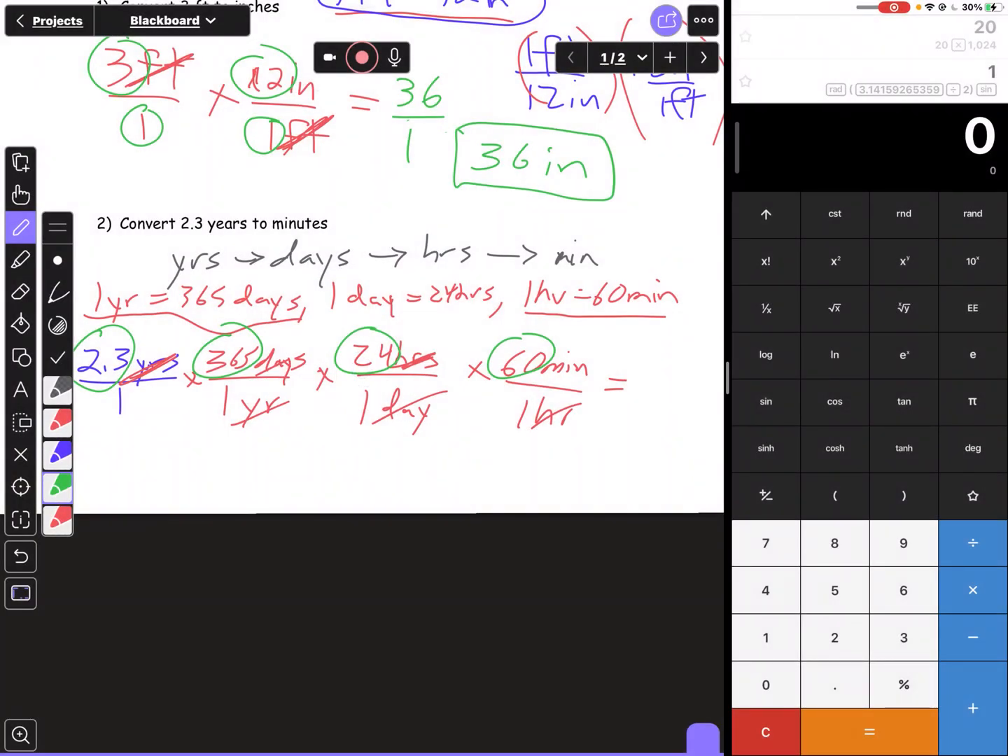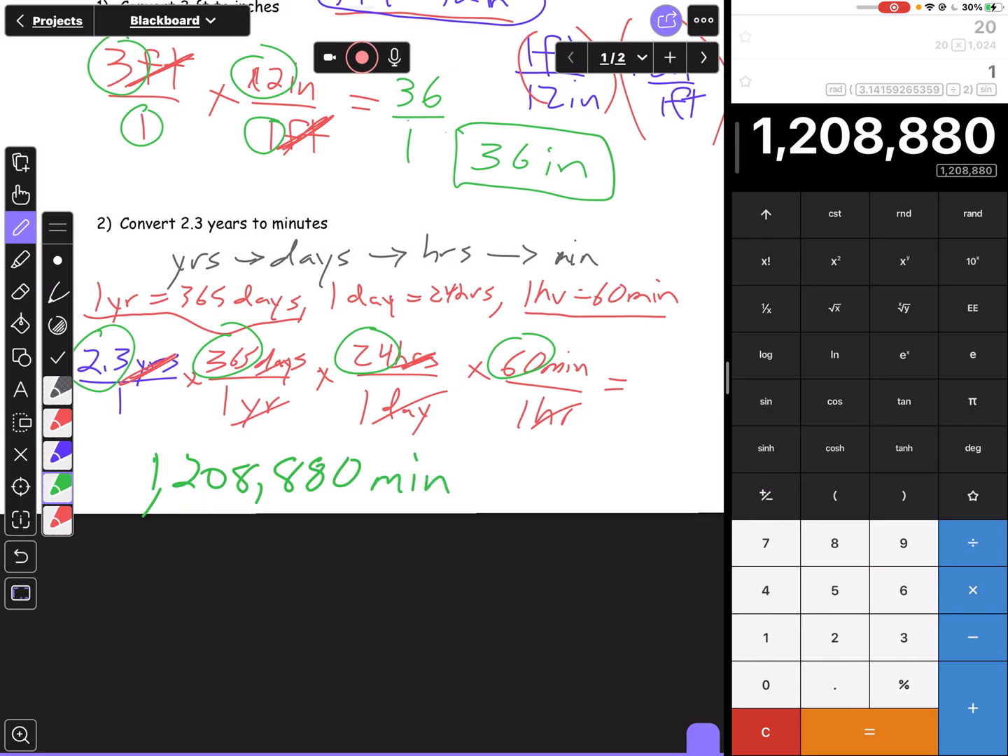All right, so now I'm going to multiply everything on top. I got 2.3 times 365 times 24 and then times 60. And if I get a real big number, and it is 1,208,880, and then my units would be minutes.